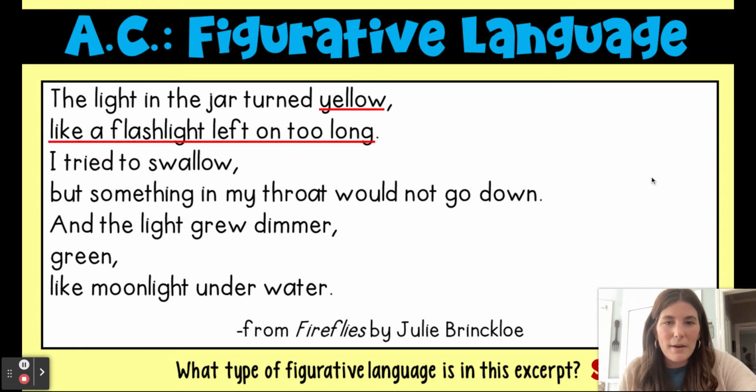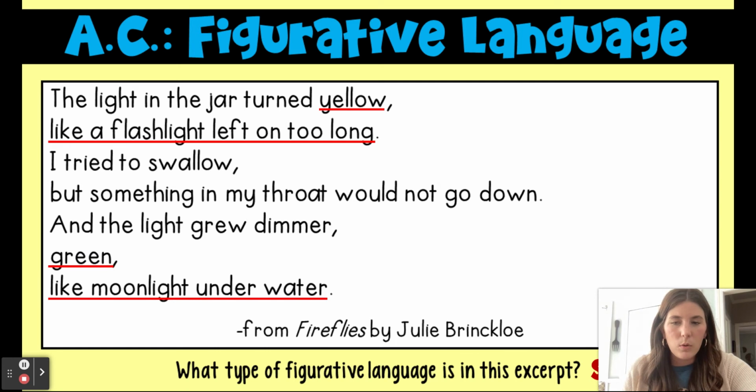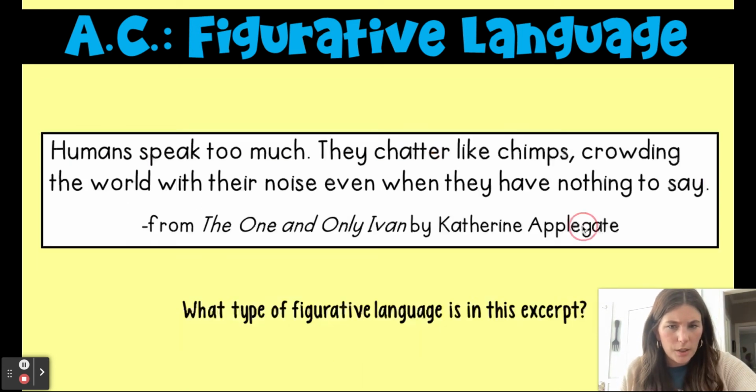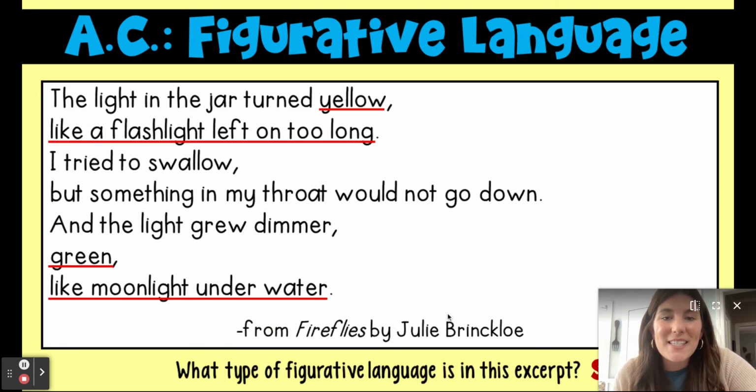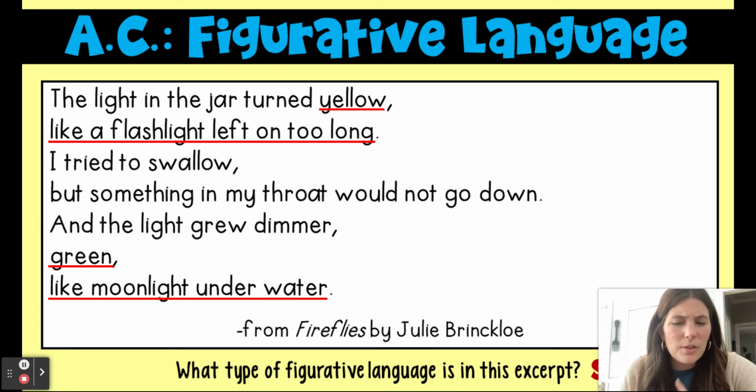All right, so what about yellow, like a flashlight left on too long? What about the green, like moonlight underwater? I think that what you have been seeing is a little bit of a simile. Now, I'm sorry, my image right here at the bottom is covering up that word simile, but I want you to think, what makes this a simile? Well, a simile compares two things and it uses the word like or as. Can we see that right here?